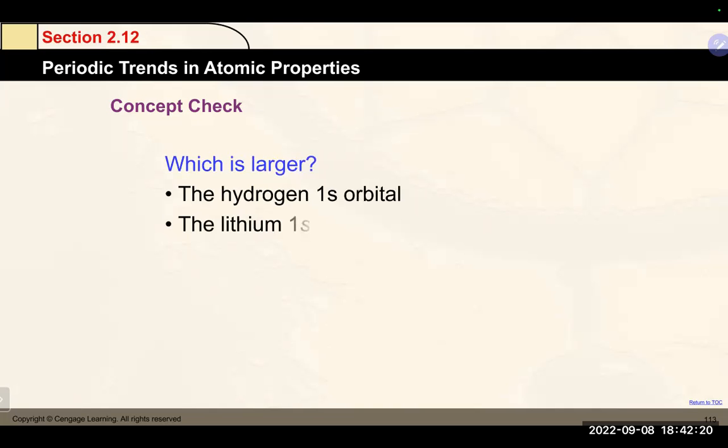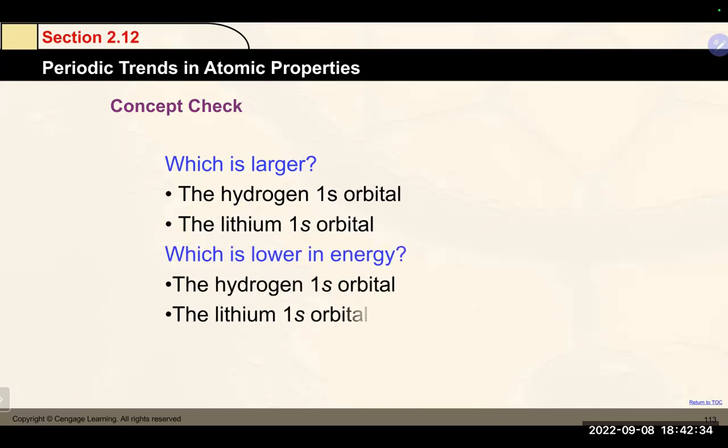Which one is larger, the hydrogen 1s orbital or the lithium 1s orbital? All right, so I heard lithium for the larger orbital, 1s orbital. How about which one is lower in energy?